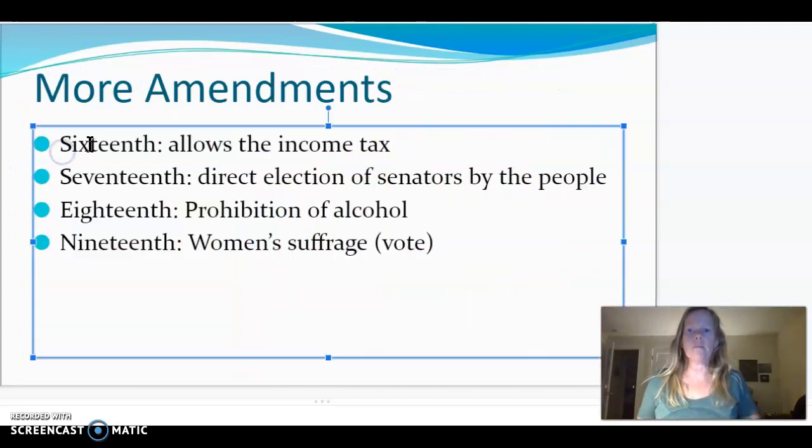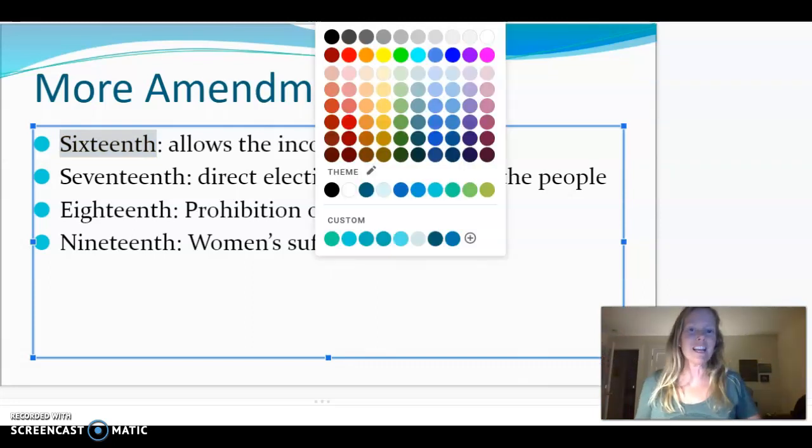All right, more amendments. Moving in, 16, 17, 18, 19. These are going to be our Progressive Era amendments. If you remember, this is around maybe the 1890s to about 1920. We're going to see lots of progress in the nation.